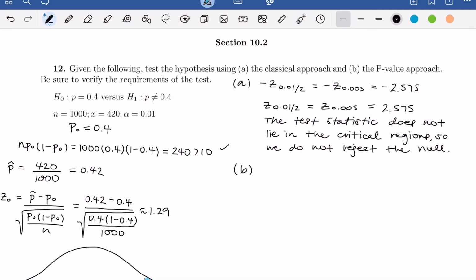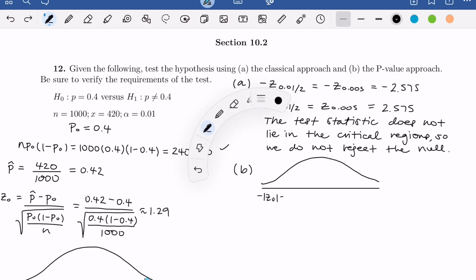and then for part B, we are going to test the hypothesis using our p-value approach. So in this case, we're just looking at our test statistic. So again, let's draw a little diagram just so we can see what's going on here. So we're just looking at our test statistic. We're looking, in this case, since it's a two-tailed test, we're looking at the negative absolute value, which is in this case going to be negative 1.29. Let's say that's somewhere right around here. And then we're looking at the positive absolute value of this guy, which is going to give us 1.29. So the area under our curve in this region is going to be our p-value.